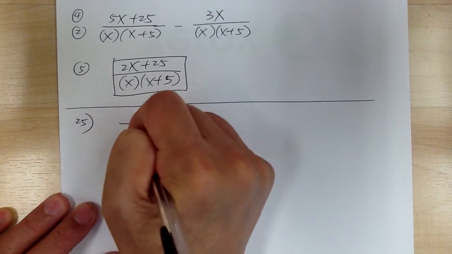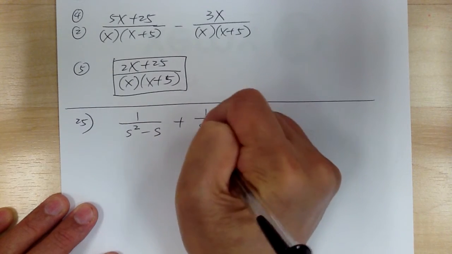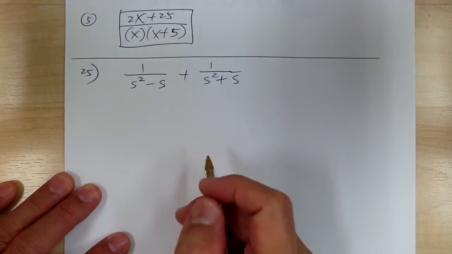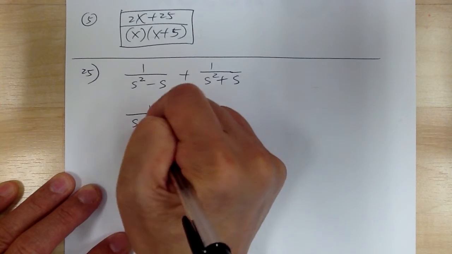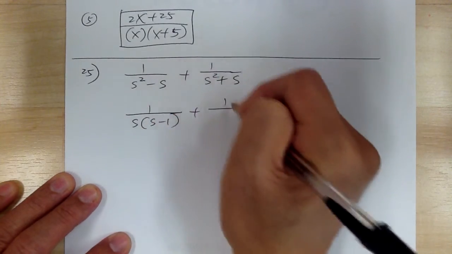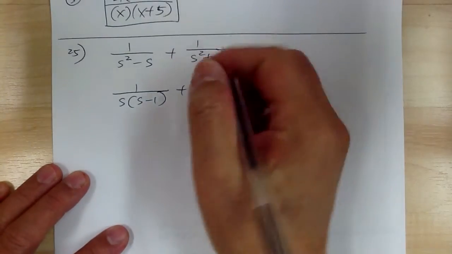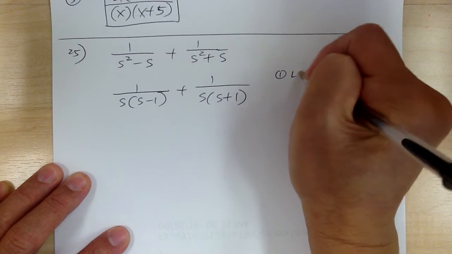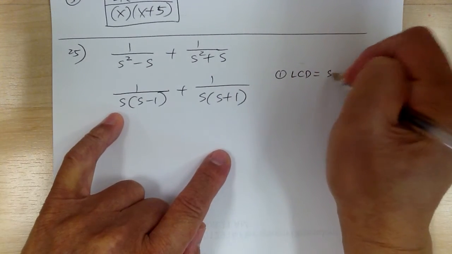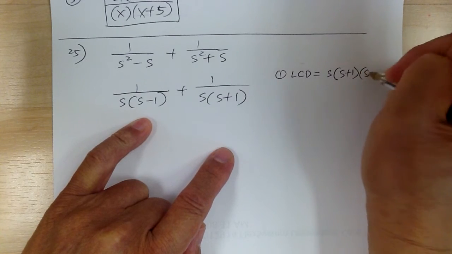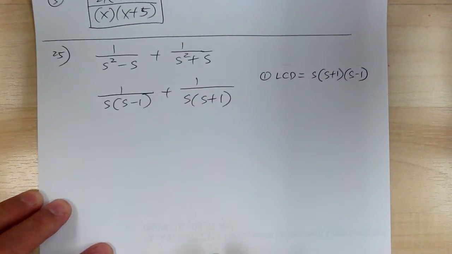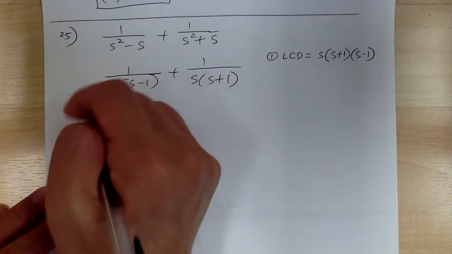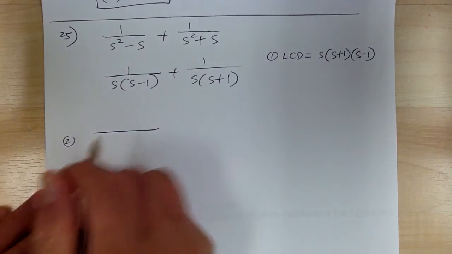You have 1/(s² - s) + 1/(s² + s). First thing you need to do is go and factor before you can get to the LCD. So factor the s, so you get s(s - 1). Over here you factor out the s, so you get s(s + 1). So step 1, the LCD will equal s(s + 1)(s - 1). So that would be your LCD. Make sure you factor before you try to figure out your LCD. Then you do step 2, go and get your LCD ready.